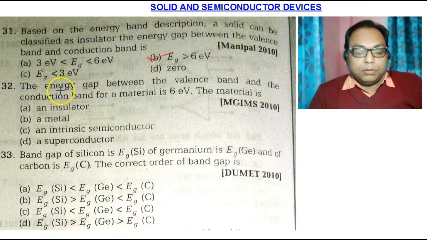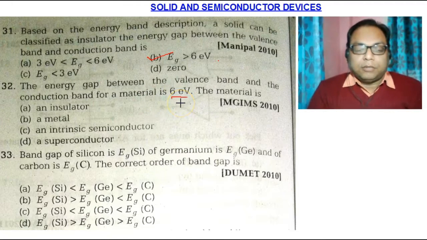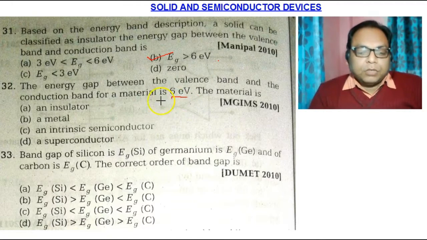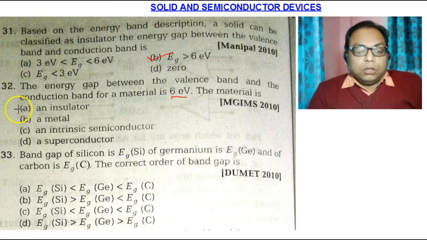Problem number 32. The energy gap between the valence band and the conduction band for a material is 6 electron volt. The material is obviously, as we discussed, the minimum requirement for the energy gap for an insulator must be higher, and that is if we consider 6 electron volt as diamond. So the energy gap for diamond is 6 electron volt. So option A is the correct option for this.